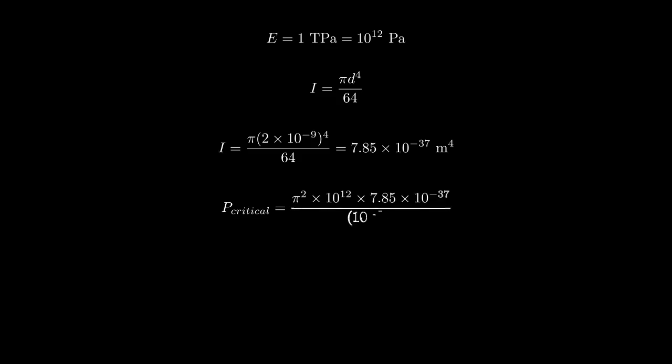Now substitute into the Euler formula. Pi squared times 10 to the 12 times 7.85 times 10 to the negative 37 divided by 100 nanometers squared. This gives us approximately 7.7 times 10 to the negative 10 newtons, or about 0.8 nanonewtons. This is an incredibly small force, showing that nanoscale structures buckle very easily.